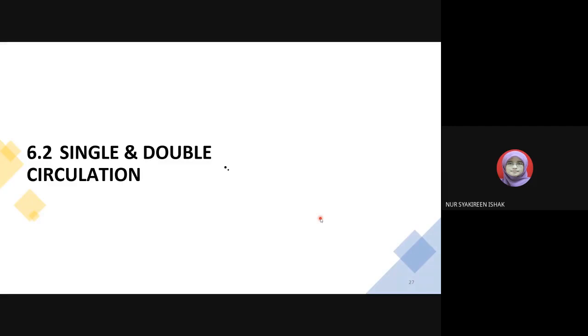Now we are going to look at the two different types of closed circulatory system, which are single circulation and double circulation. What is the difference between single and double circulation? Single circulation is when the heart pumps the blood once throughout the body. But as for double circulation, the heart pumps the blood twice.